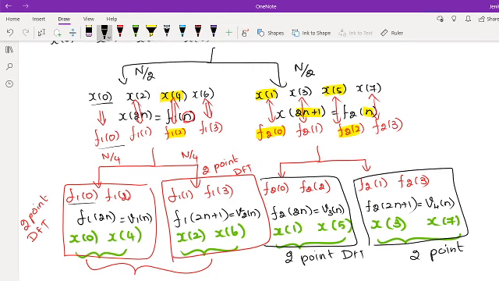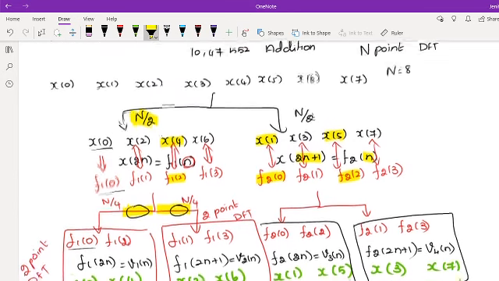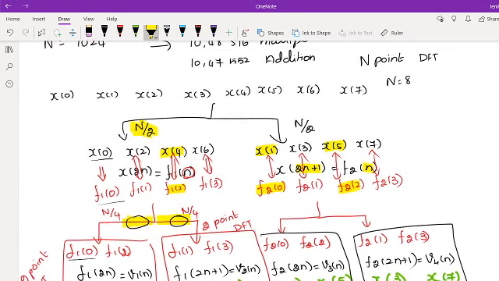From the 2 points, we are calculating the 2-point DFT. Now two 2-point DFTs are combined together and we get a 4-point DFT, that is N by 2. 4-point DFTs we are calculating. And now two N by 2 point, that is two 4-point DFTs, are combined together and the 8-point DFT is received. So the N-point DFT is first calculated from two N by 2 point DFTs. The two N by 2 point DFTs are calculated from two N by 4 point DFTs. Two N by 4 point DFTs are calculated from two N by 8 point DFTs, and so on.